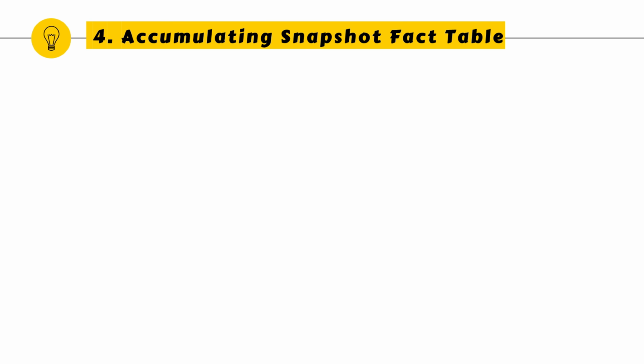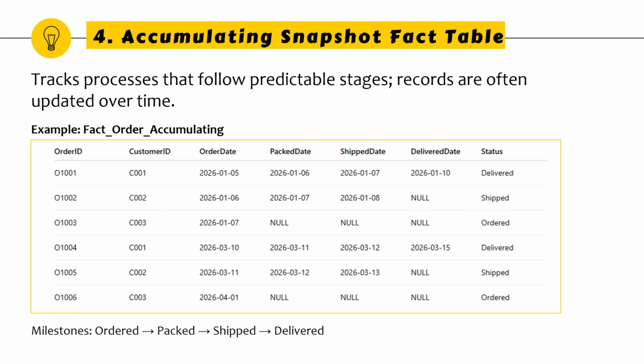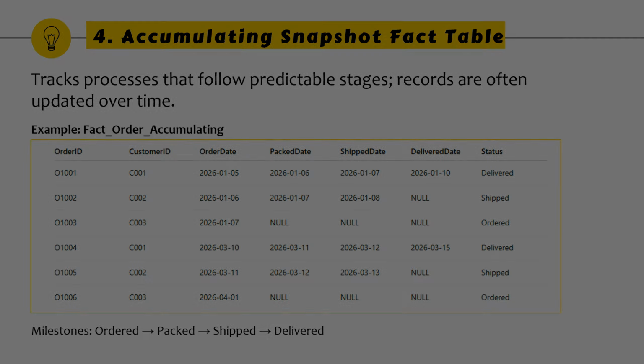Then comes accumulating snapshot fact tables, which are used to track processes that move through predictable stages with a well-defined beginning and end, such as order fulfillment or claims processing workflows. Each row represents a single process instance and is updated over time as different milestones are completed. This makes accumulating snapshot fact tables the only type where rows are updated multiple times after their initial insertion.